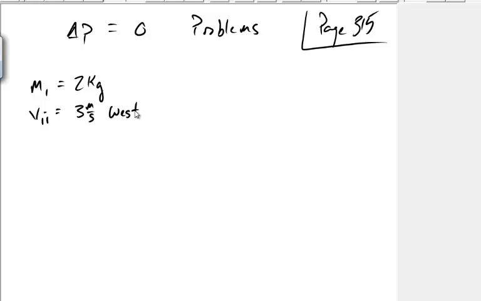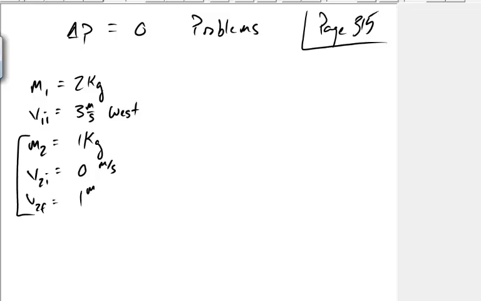So we have a second object of 1 kilogram. We do not know its initial velocity. Oh, no, I'm sorry, I lied. We do know that it's 0. It's after the collision that we don't know what the velocity of the larger one is. They tell us that the small one, M2, is going to have a final velocity of 4 meters per second to the west, and we are in search of V1F after the fact.